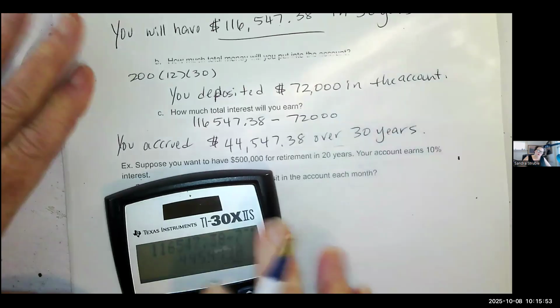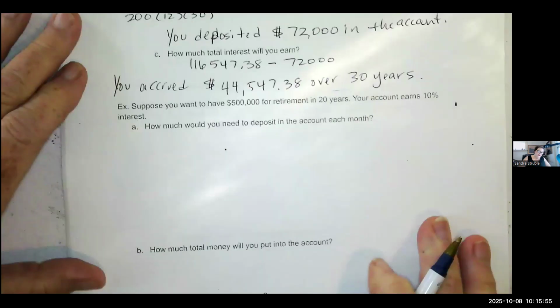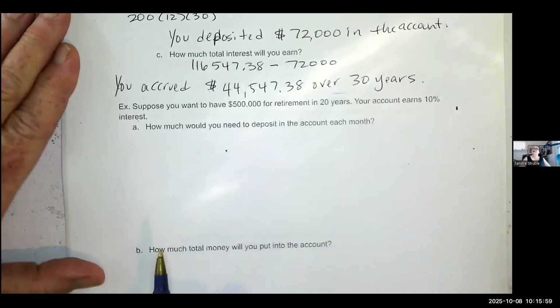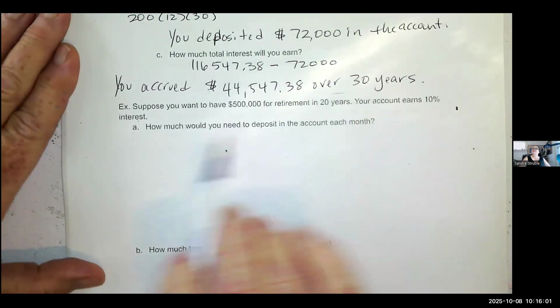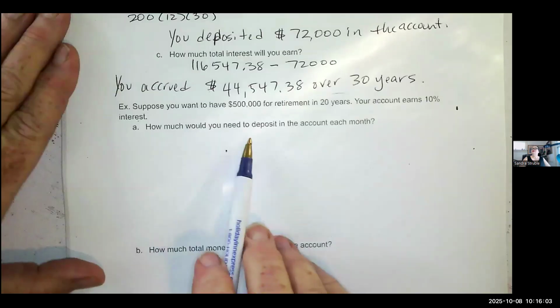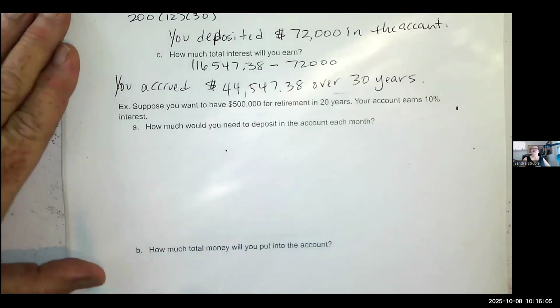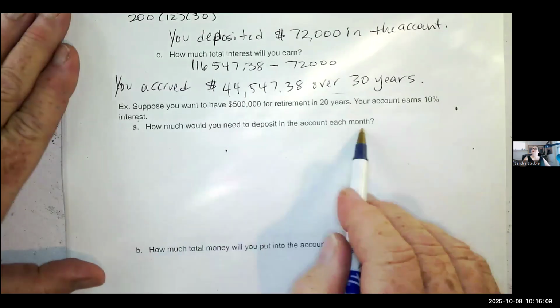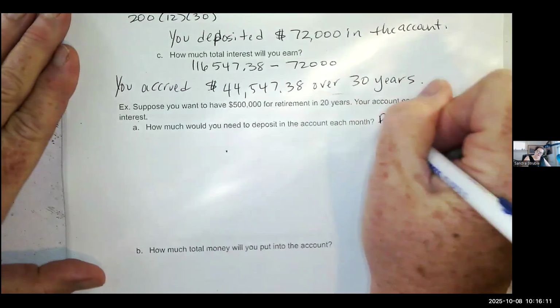All right, the next one's going to be a little bit different. Suppose you want to have $500,000 for your retirement in 20 years. Your account earns 10% interest. How much would you need to deposit in the account each month? So in this case, we're looking for how much we need to deposit, which is our PMT.